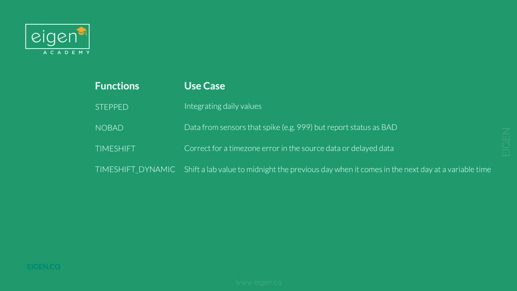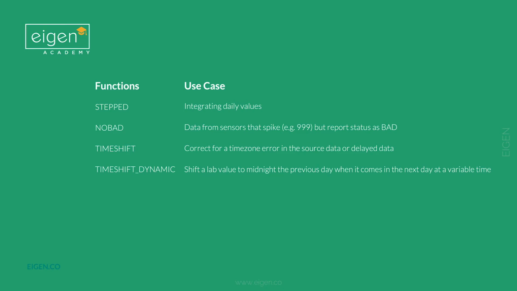So the use cases for these: stepped is extremely useful when integrating daily values. So where you have a value that's the single total that represents the sum or the average of production across a day, then in the totalize you want to hold that value for the entire day. You don't want to linearly interpolate between that value and the next day. So when we totalize across these kind of values, we need to use the stepped function, wrap our tag in stepped.